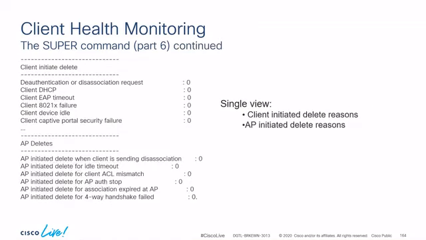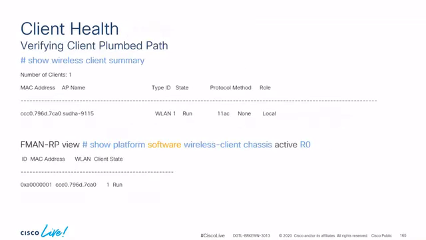It may be that the client EAP timed out. That would be another reason. It will also list for you in the case of AP when it's not able to complete the four-way handshake, and therefore it's going to delete the client entry. So all of these very important data points.